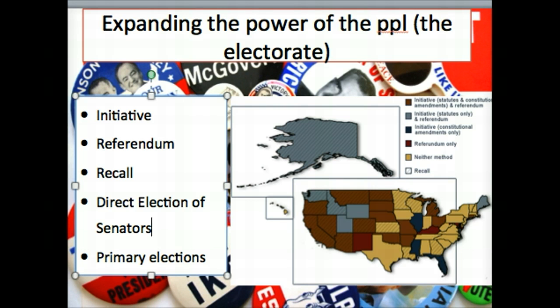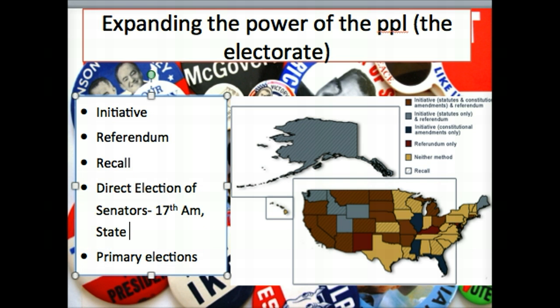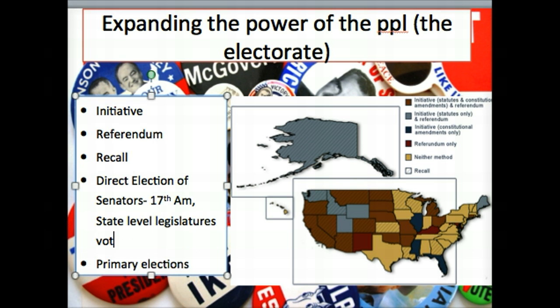Okay. Direct elections. Direct elections of senators started with the 17th Amendment. Before the 17th Amendment, state-level congresses or legislators voted for Senate. We didn't even vote for Senate.